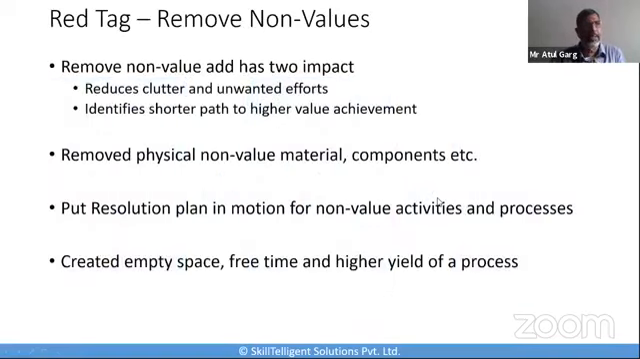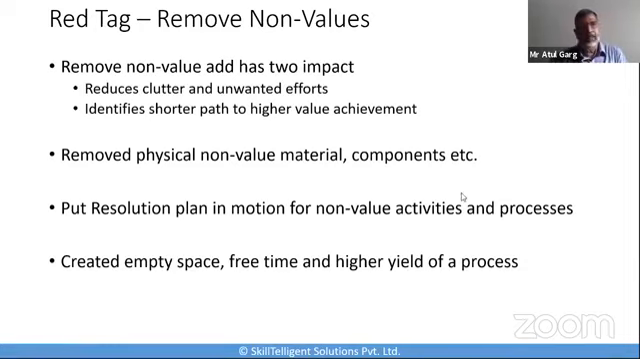The next logical step was, by default, to remove all non-value by red tagging it and taking it away. Removing the non-value has two major impacts. One, it reduces the clutter and unwanted efforts on the shop floor, and it also identifies a shorter path to higher value achievement. When I have a lot of unproductive methods in my process, and I can remove them, that leads to higher value achievement in a faster and shortest possible way. So that's what we had done. We removed all the non-value material physically. We put resolution plans in motion for the non-value activities and processes, and so on.